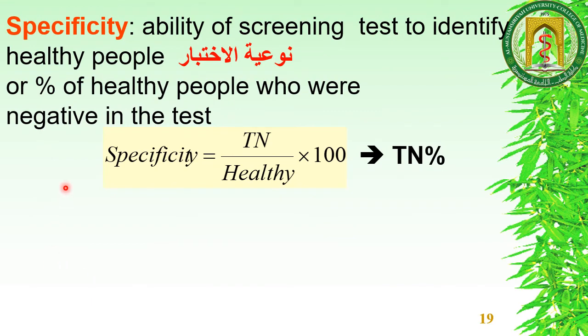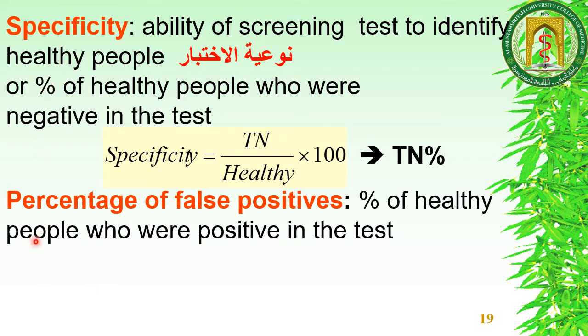Now we come to the second component of validity, which is specificity. Here we deal with the healthy people, so forget about the diseased. Specificity is the ability of screening tests to identify correctly the healthy people. The healthy people, when they are identified correctly, are given a negative sign, which is a true negative. So specificity equals true negative divided by healthy times 100. It is a percentage. Sometimes we call specificity the true negative percent.